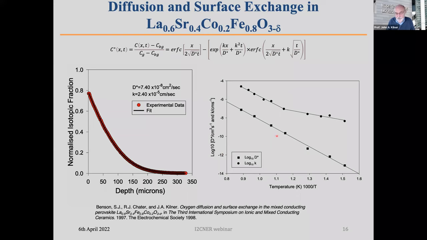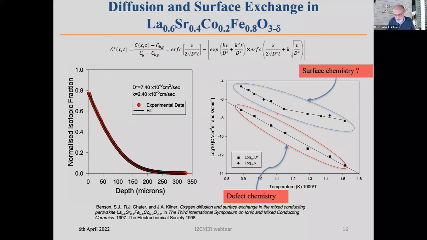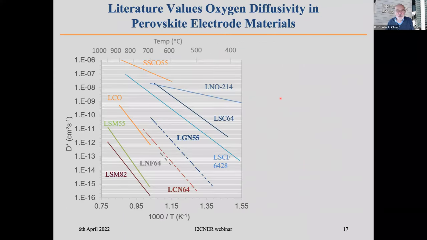The diffusion coefficient, as we're going to look at in a moment, is explained by the defect chemistry. To look at the surface exchange coefficient, we also need to look at the defect chemistry, but we need to think about the surface chemistry as well. So now let's look at some literature values, not of conductivity this time, but of oxygen diffusivity in these perovskite mixed ionic electronic conductors. So here we have the diffusivity, here we have reciprocal temperature, and the real temperature at the top.